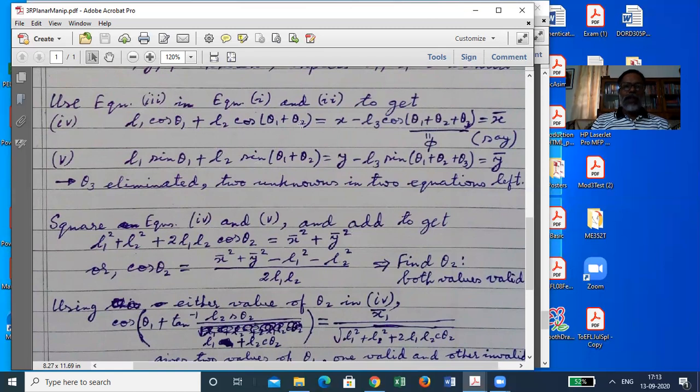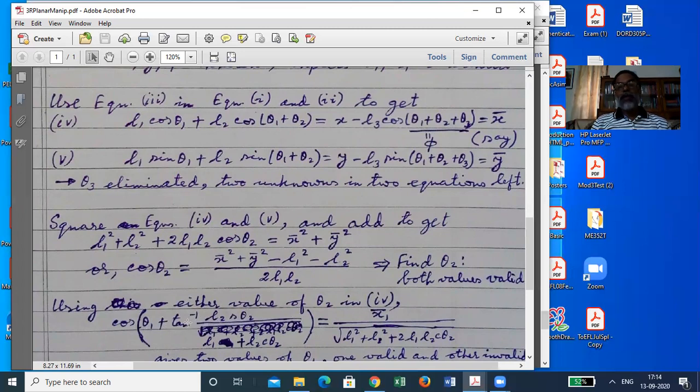If you put it in one of the equations, through some sine and cosine substitutions, you would simplify it as cos of theta 1 plus some angle equal to something. From that, you can get this argument, theta 1 plus something, and this something is a number now. So theta 1 you get. Now again it is a cos, so based on that, you would get two values.